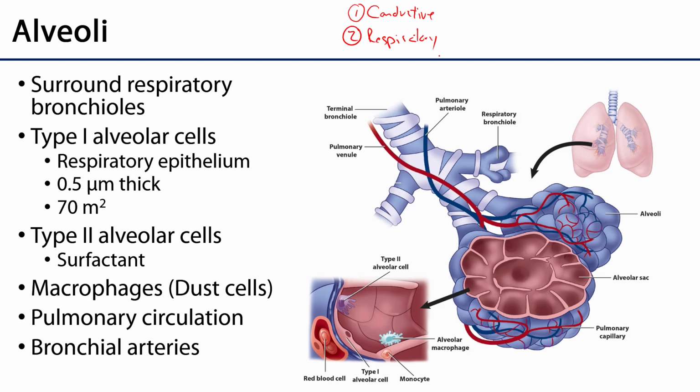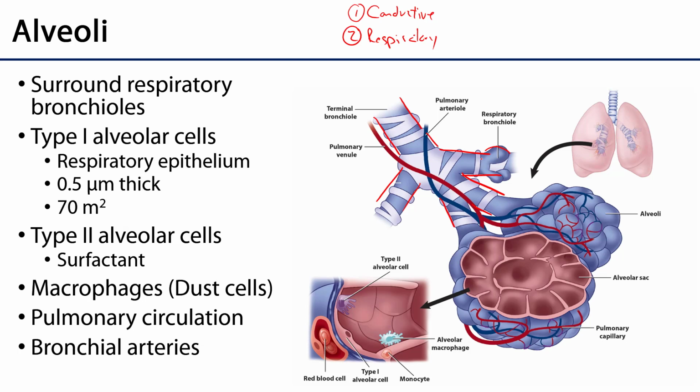So what we have here is the terminal portion of the conductive zone, or a terminal bronchiole, coming down and multifurcating into several respiratory bronchioles. These respiratory bronchioles are what host these sacculations of epithelial tissue surrounded by a basement membrane and capillary beds, or in other words, alveoli.